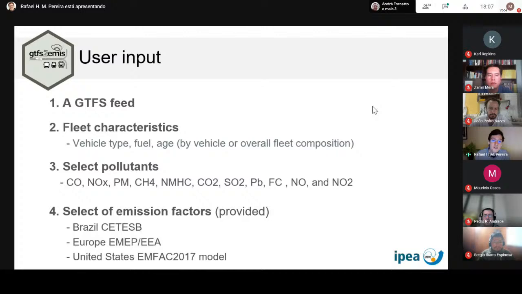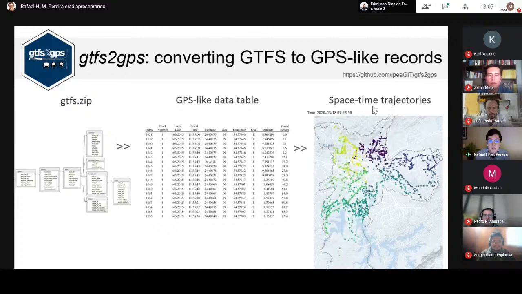You pass a GTFS data set, and under the hood, the first step that the package will do is to convert the GTFS data in that relational table format into something that is very familiar to most of us, which is a GPS-like data table. This will be done by another package that we developed called GTFS2GPS. And this is already available on GitHub. The package was intended to be a stepping stone to the emission model that we're developing, but we see that we already have 10,000 downloads. So a lot of people in the community are finding this package useful for other stuff.